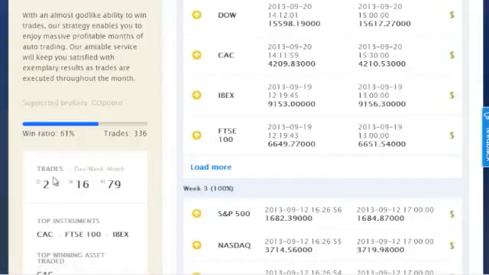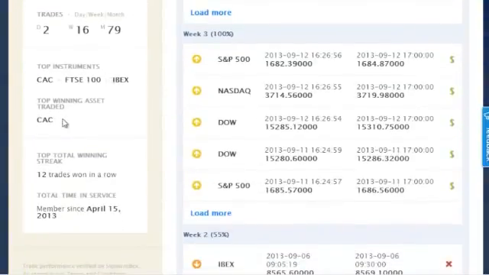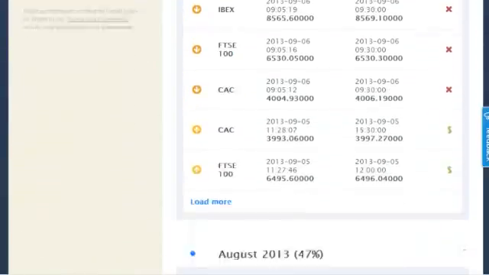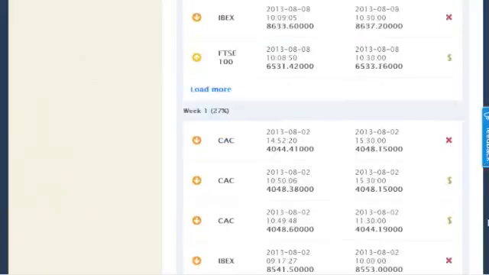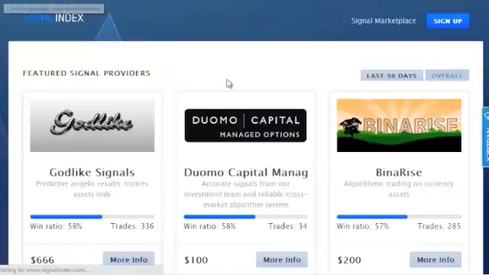Another thing I like is the number of trades they've had for the day, the week, and the month. That's very cool. The top instruments that they use. Top winning asset, what they're best at trading. That's good to find out. And their top total winning streak, 12 trades in a row. That's very nice. And so forth. So it provides a lot of information, just like with Signal Push, so you can know what's going on with that different signal provider. Now let's go back to the front page.